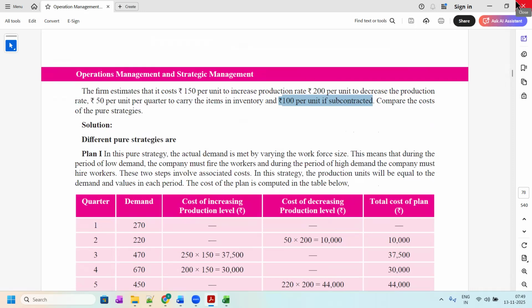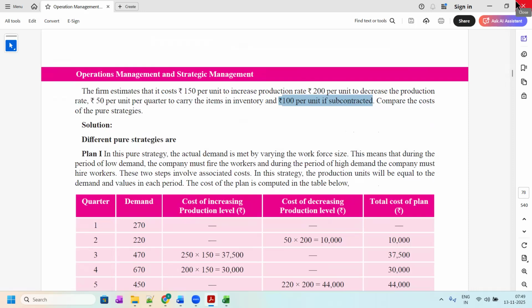Then it is given as the carrying cost. Carrying cost is 50 rupees per unit per quarter, sorry, per unit per quarter. And then you have the subcontracting cost, and that is given to you as 100 rupees per unit.